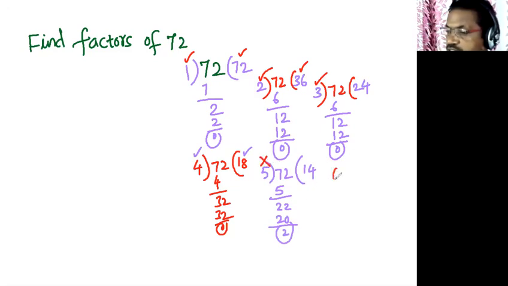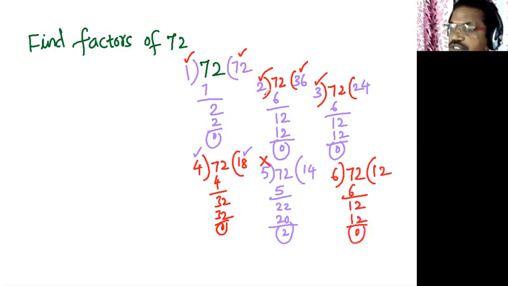Let's take 6. 6 1s are 6, 12, 6 2s are 12. Now the remainder is 0. 6 is a factor of 72, and 12 is also a factor of 72. 12 6s are 72, 6 12s are 72.